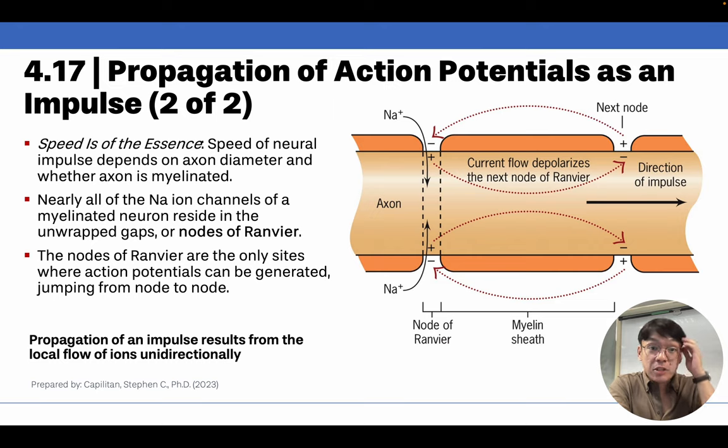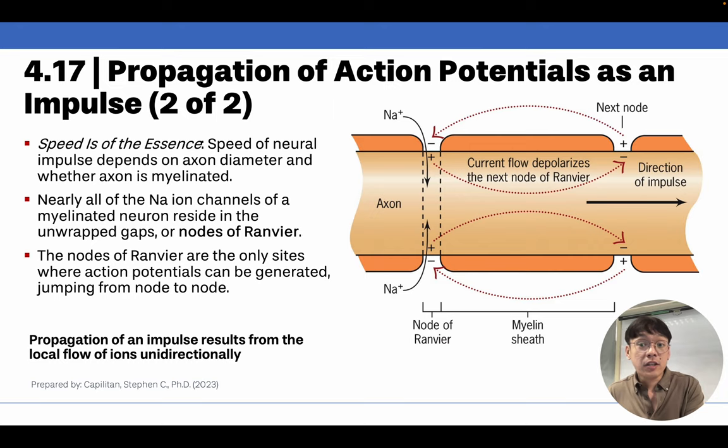In propagation of action potentials and impulses, speed is of the essence. Speed of neural impulse depends on the axon diameter and whether the axon is myelinated. Nearly all of the sodium ion channels of a myelinated neuron reside in the unwrapped gaps, what we call the nodes of Ranvier. The nodes of Ranvier are the only sites where action potentials can be generated, jumping from node to node. So you'll see here in this figure a saltatory conduction.